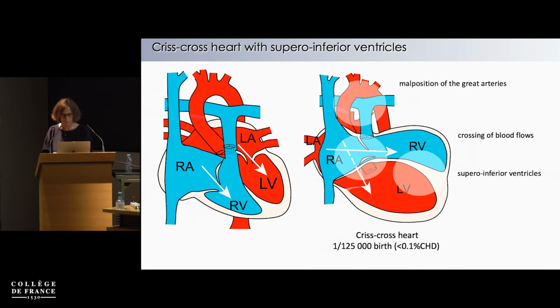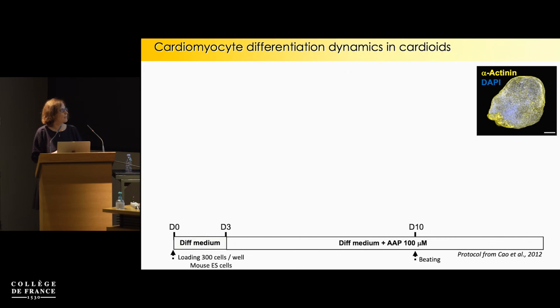So to finish, how can organoids help us to understand these complex congenital heart defects? At the moment we are not yet at the stage where we can first produce a heart tube and then analyze the remodeling of the heart tube. But what organoids are very good at is showing the timing and the sequence of differentiation from pluripotent cells to heart precursors and to cardiomyocytes.